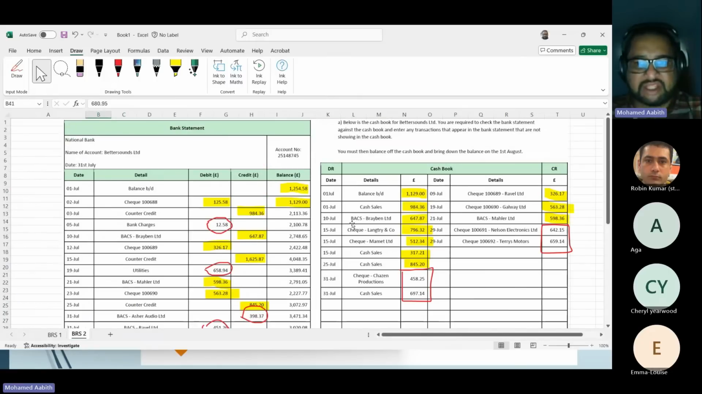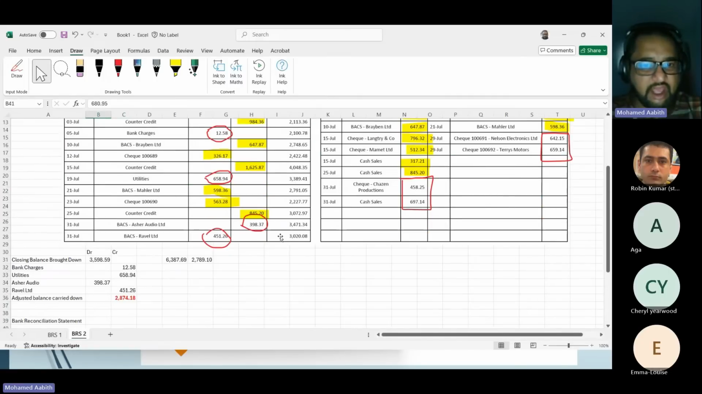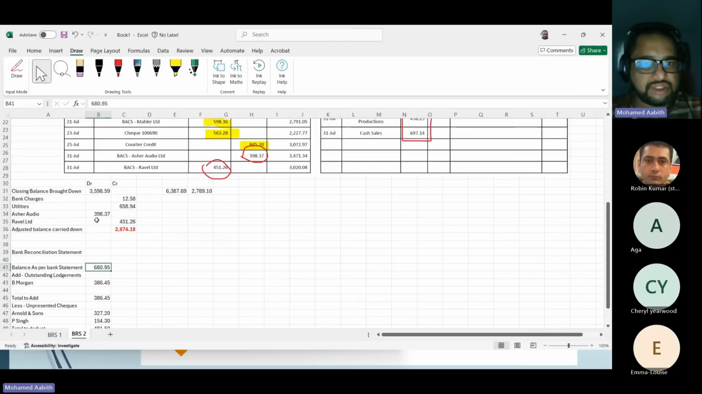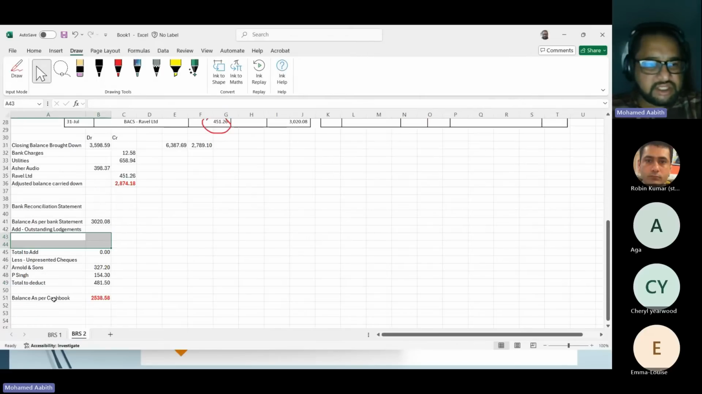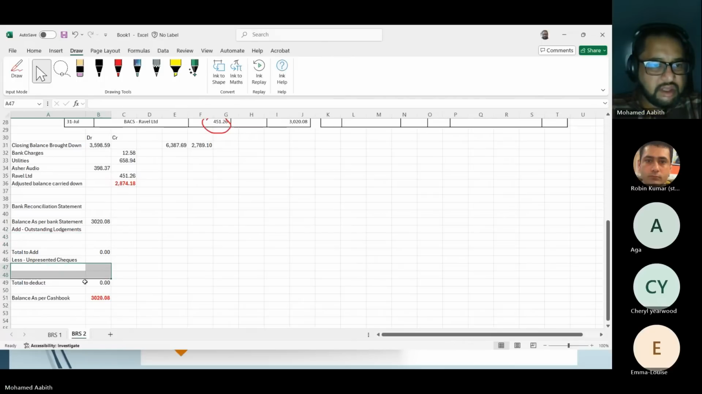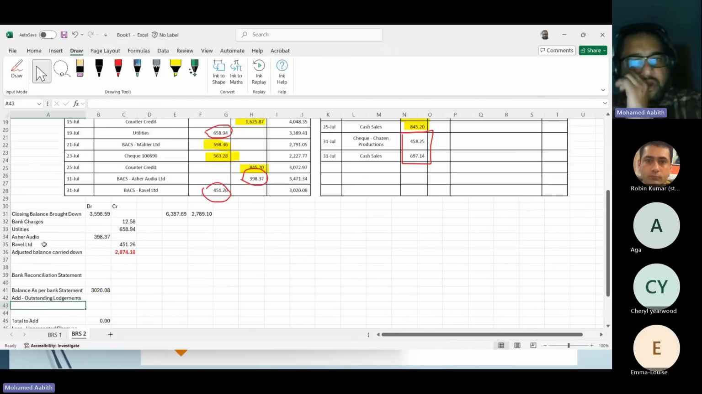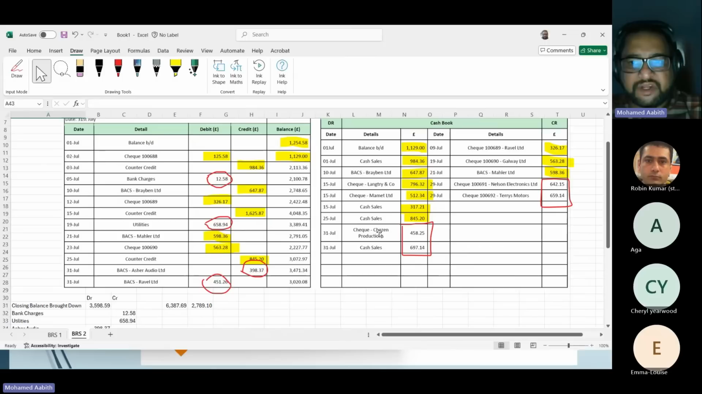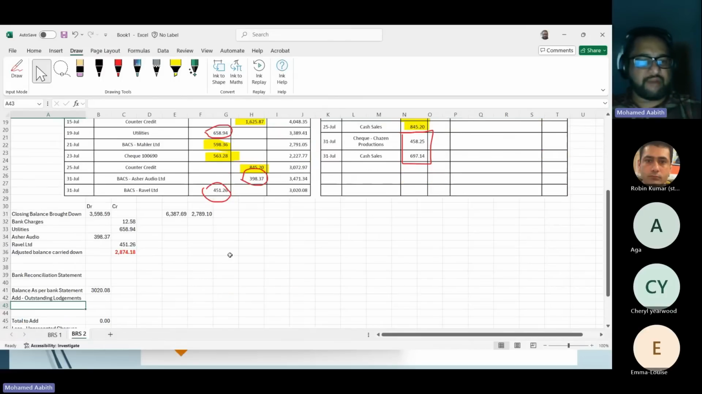So what is the balance as per bank statement? Look at that here, 3,020 pounds and 80 pence. What are the things I need to add here? So I need to get rid of these numbers. Let's see what is the number I got. What are the outstanding lodgements? These are the two outstanding lodgements. Eventually, when they go to my bank, they will be on the credit of the bank. That means it will increase my bank statement balance.